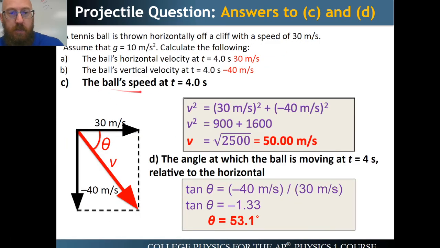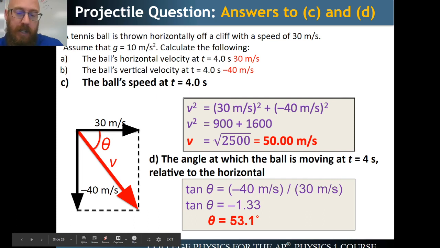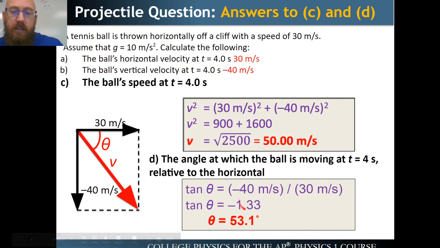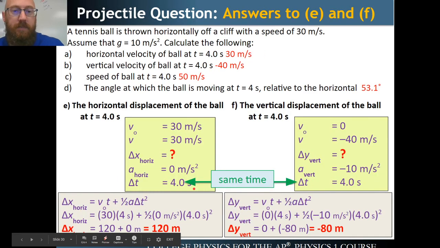Now we're on C, the ball's speed at 4 seconds. Well, we just found this was -40. We know it's 30. A squared plus B squared equals C squared. Oh, they didn't write the equation, I forgot. Shame on them. So, finding the 50 meters, and hopefully that makes sense, because you go, that's a 3, that's a 4, 3, 4, 5, 50 meters per second. And then again, the angle. The inverse tangent, 4 over 3, 53 degrees. Next one.